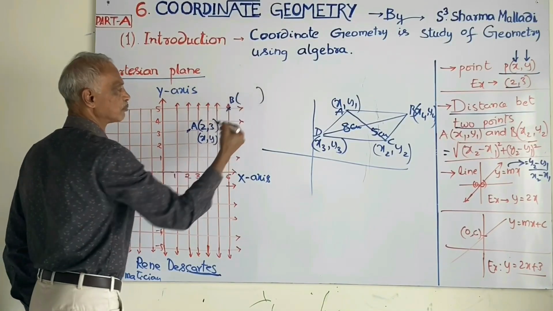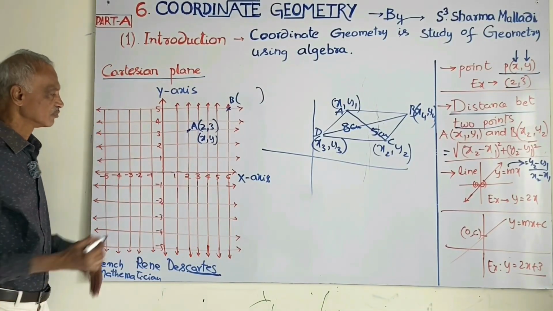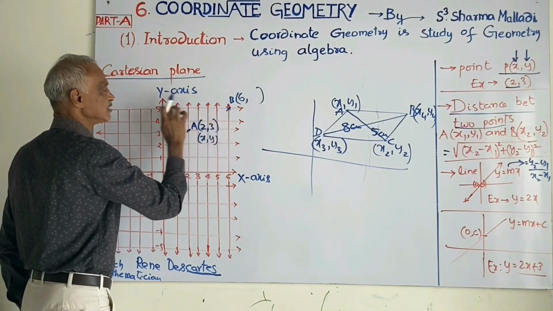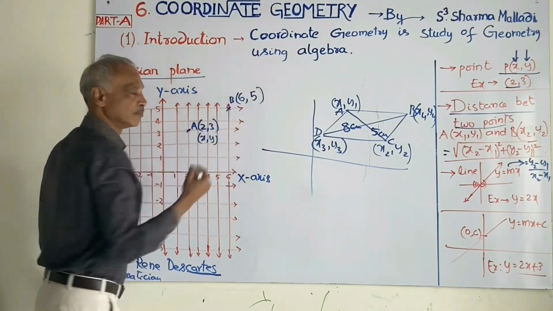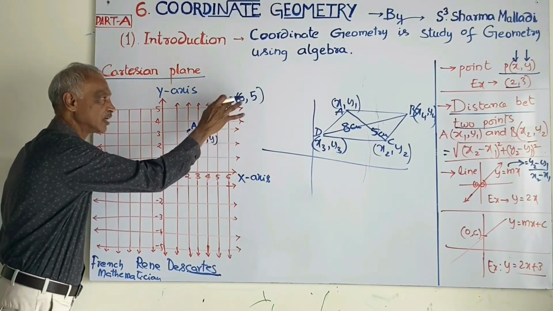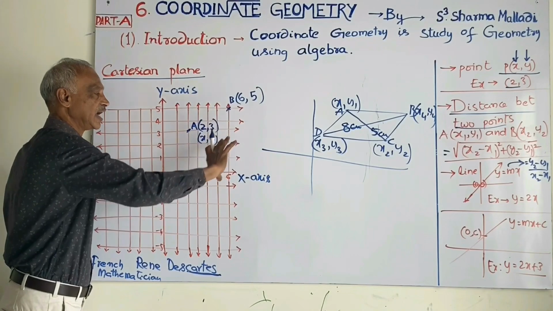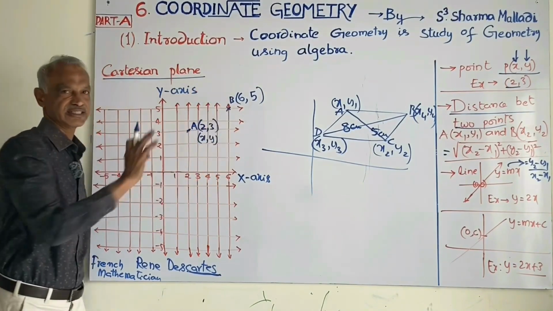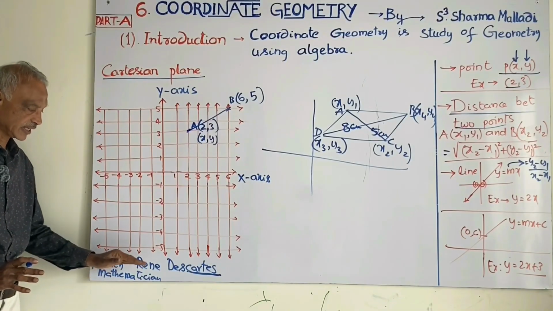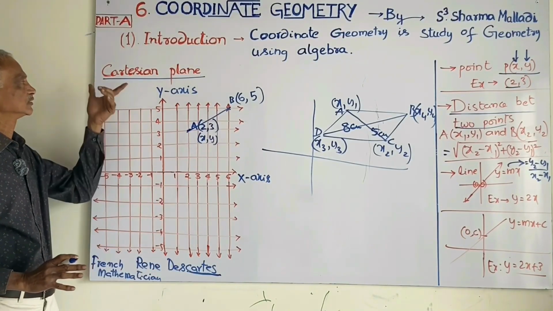We have to locate a point B. What is this? This x distance is 6 and what is y distance? 5. Point B (6, 5) is at a distance of 6 units from y-axis and 5 units from x-axis. This coordinate system is developed by French mathematician Rene Descartes, and this is Cartesian plane.